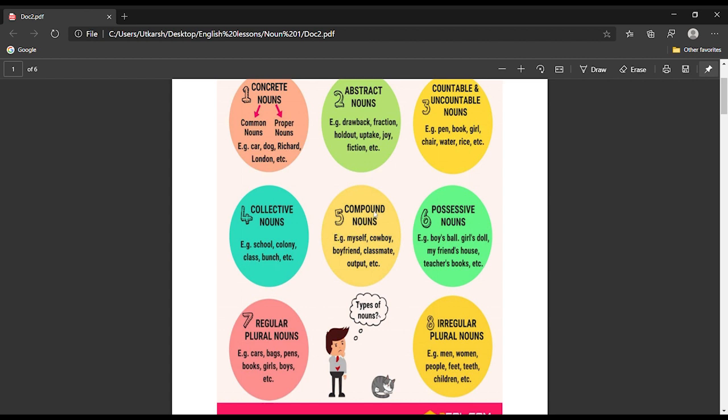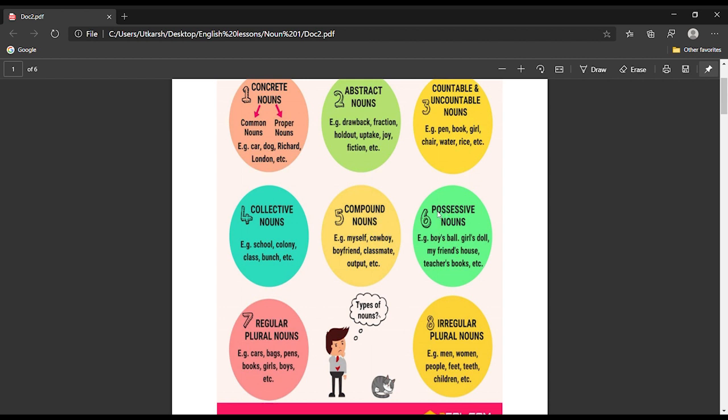There is one more type of noun, that is compound noun, meaning when two nouns combined together form a word. For example, myself, cowboy, boyfriend, classmate, output. That means my and self together, myself. Cow and boy, two nouns are there, cow and boy. When you combine cow plus boy, it becomes cowboy. So when you are combining two nouns, they become compound nouns.